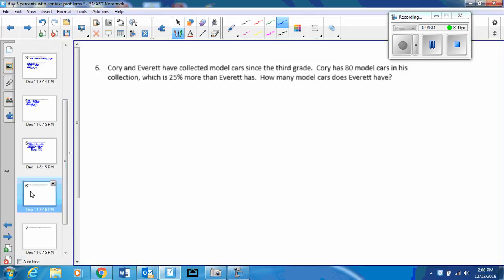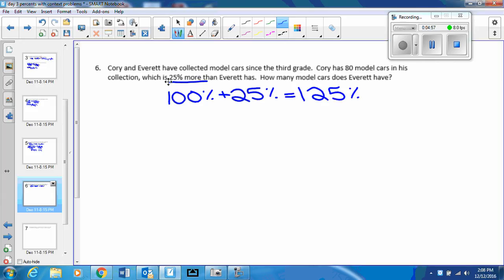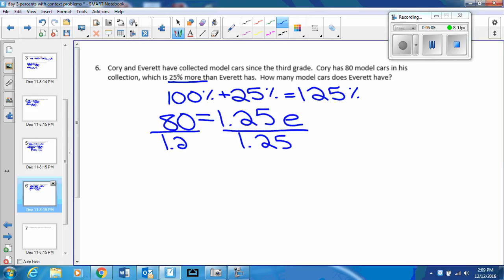For question 6, Corey and Everett have collected model cars since the 3rd grade. Corey has 80 model cars in his collection, which is 25% more than what Everett has. How many model cars does Everett have? So 25% more, I would add to 100%. So it's really 125% of what Everett had. So 80 is equal to 1.25 times the amount that Everett has. Solve it with an inverse. Use my calculator to divide it out. So 80 divided by 1.25 tells me that Everett has 64 cars.